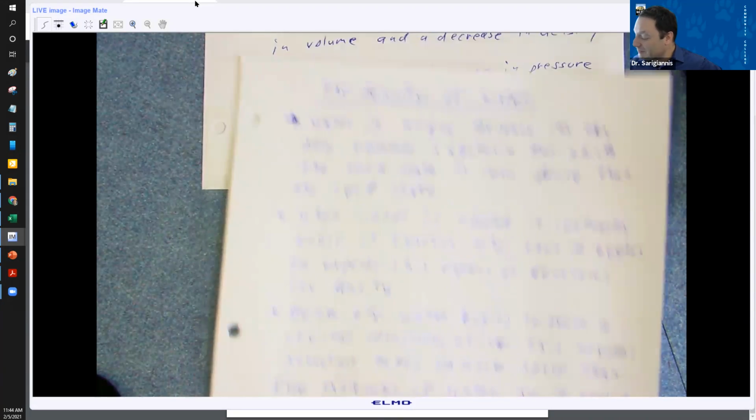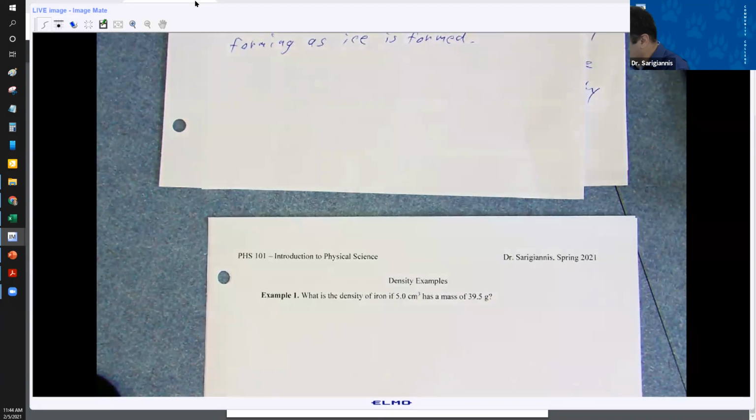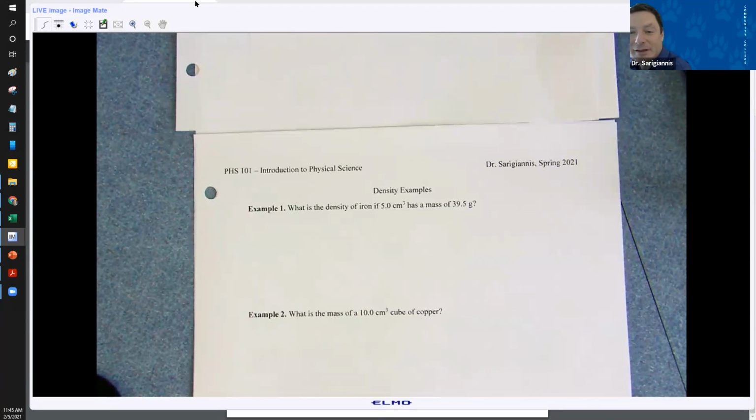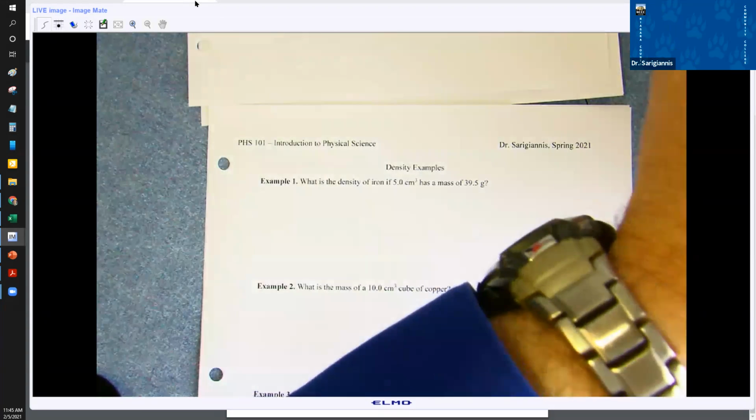All right. So that's density. I have here some packet problems to work through. Are there any questions about the concept before we start working on some problems? Oh, 11:45. I have time to get through some of them.